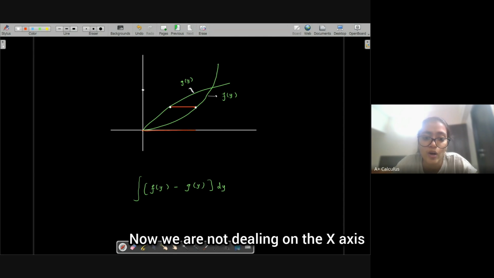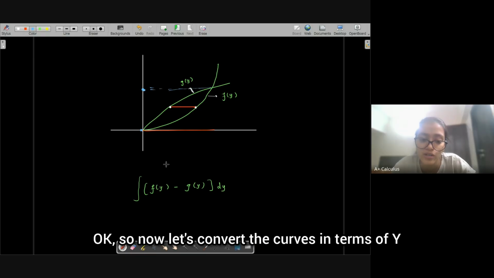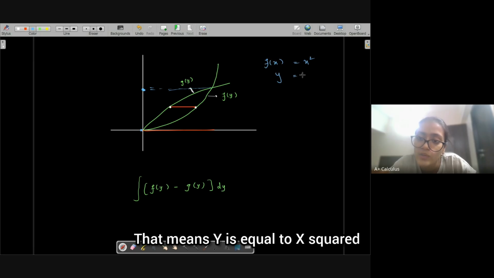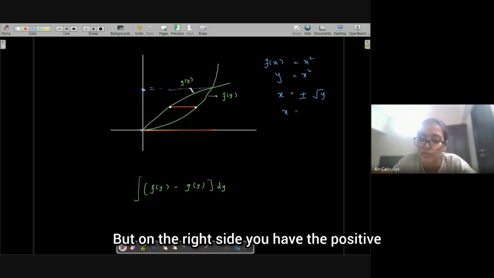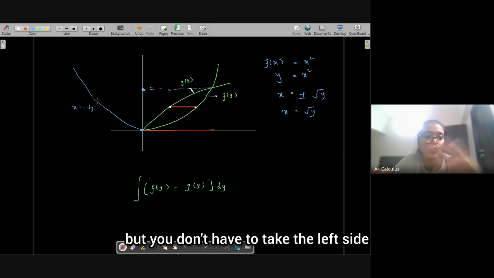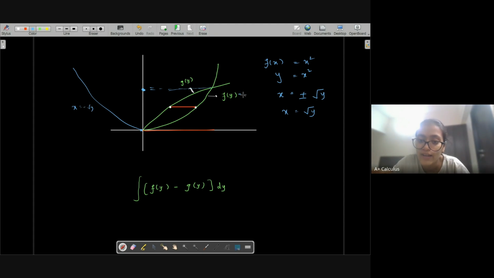And the limits will be this point to this point this time. Now we are not dealing with the x-axis, we are on the y-axis. So this point to this point. Now let's convert the curves in terms of y. See, your f of x is x squared. That means y is equal to x squared. That means your x is equal to plus or minus square root of y. But on the right side, you have the positive square root of y. The left side is x equals negative square root of y, but you don't have to take the left side. You're dealing with the positive side. So this is square root of y.